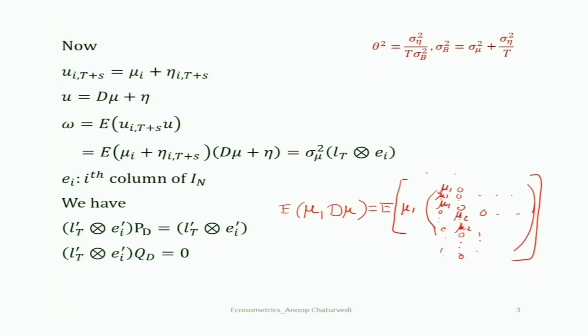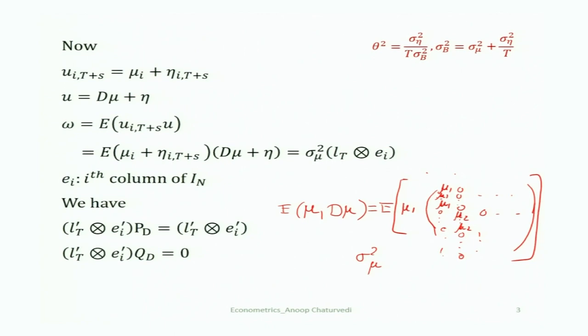And then when we take expectation, what do we get? We get mu 1 square, and the expectation of mu 1 square is sigma square mu. So you get sigma square mu at all these places, and all other expectations are 0. So you get sigma square mu into a matrix which has elements 1 here, and other elements are 0.